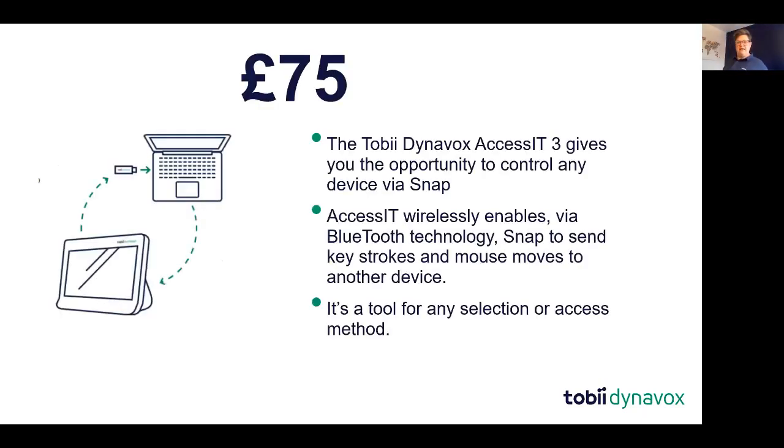So there are a couple of different uses of that, and I'll talk through that in a second. But this dongle is available on our website. It's £75. And basically what it does is it allows our Snap user to control any device. It does this wirelessly through Bluetooth. Snap Core First will send keystrokes and mouse moves to another device, and again, it can be used with any access method.